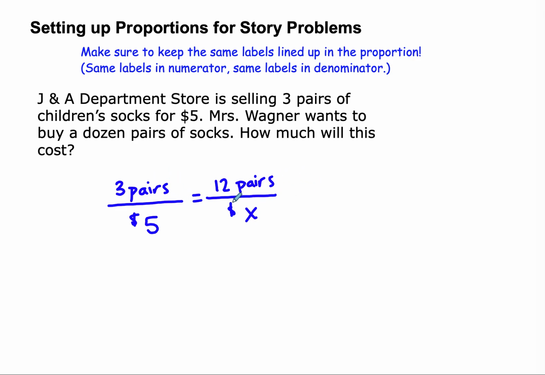Now I could do cross products if we want, but I see a side-to-side multiplication pattern. Anytime I do that, I like to use it just because I think it's fast. All right, 3 times 4 is 12. I'm buying 4 times more socks. So I'm going to have 4 times more cost. 5 times 4 is 20. So how much will it cost? $20.